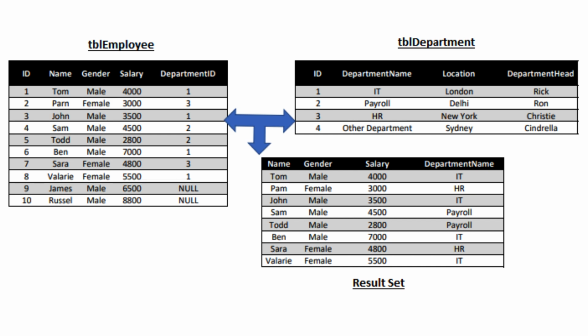Here you can see that TBL employee has a department ID, which we can use to relate it to TBL department. I will join TBL employee and TBL department using this department ID and fetch the below result set. In this result, the name, gender and salary columns are from TBL employee and department name is from TBL department.